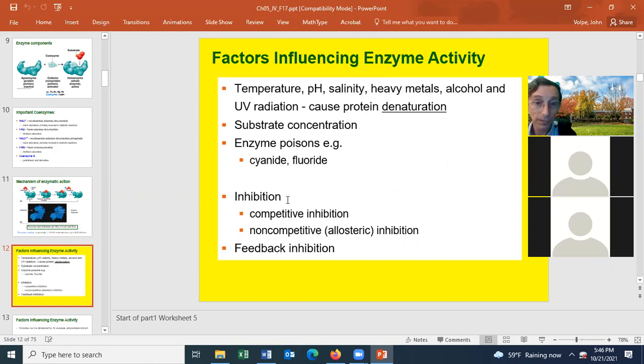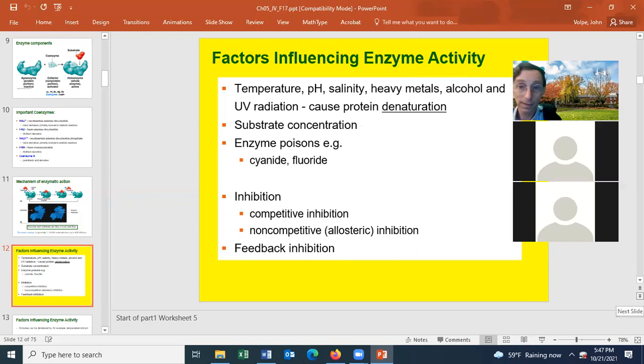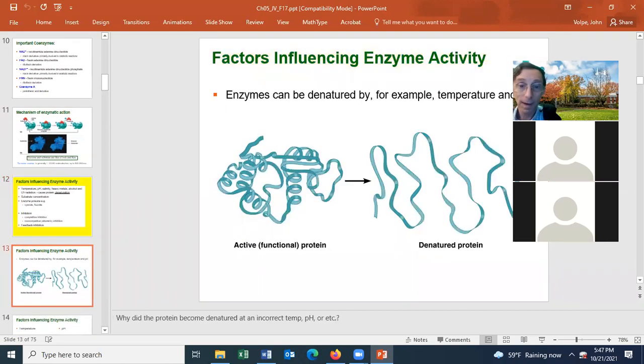You can have inhibition, such as competitive inhibition, stopping the enzyme from having activity. And then there's also non-competitive or allosteric inhibition. We'll talk about both of these in just a little bit. And then there's also feedback inhibition. All of these factors can influence how much activity an enzyme has. Let's talk about each of these in a little more detail.